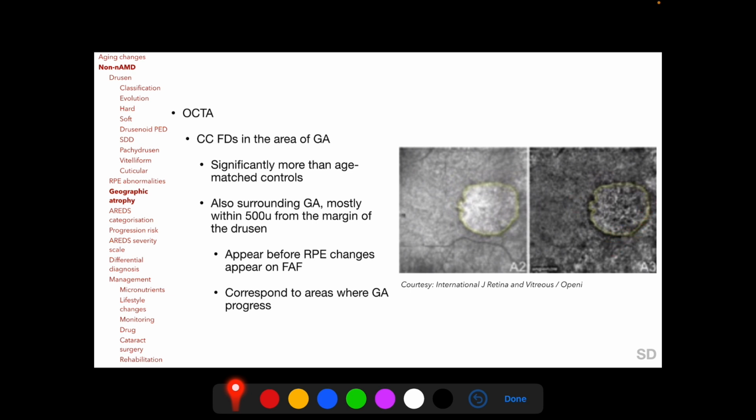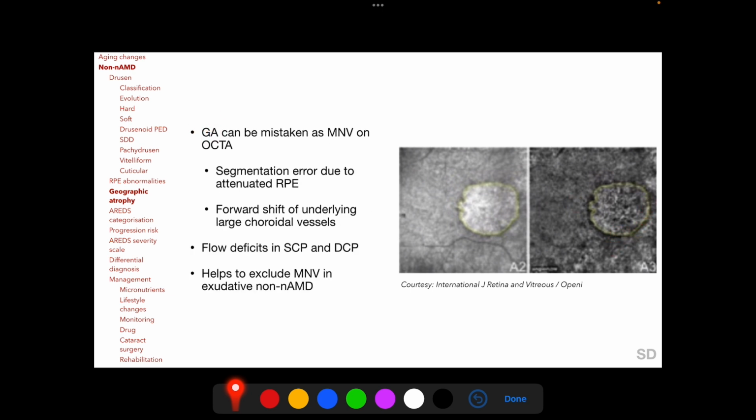Geographic atrophy can be mistaken as macular neovascularization on OCTA because of segmentation errors on OCTA due to attenuated retinal pigment epithelium, or due to forward shift of underlying large choroidal vessels into the space left by the atrophic choriocapillaris. We have discussed segmentation errors on OCTA in the session on OCTA. And as we have mentioned before, OCTA helps to exclude macular neovascularization in non-neovascular AMD eyes with subretinal fluid.